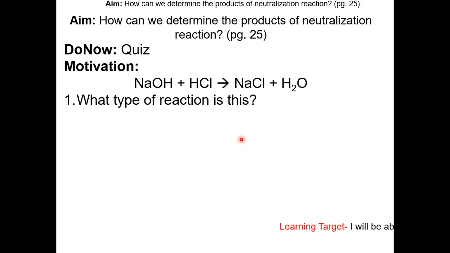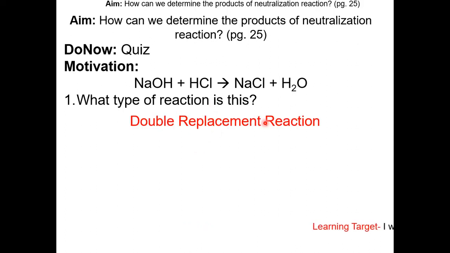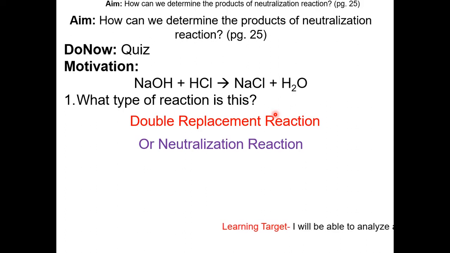This is my sixth video lesson for Unit 13. In this lesson, we will discuss neutralization, motivation. Given this chemical reaction, what type of reaction is this? Based on what you learned last term, this is a double replacement reaction, but since the products are salt and water, this is a special type of double replacement reaction. This is a neutralization reaction as well.